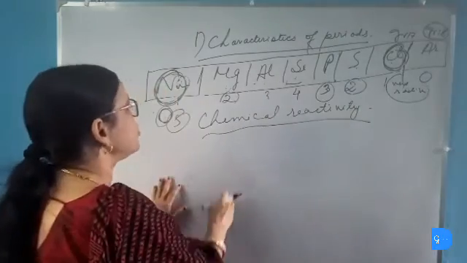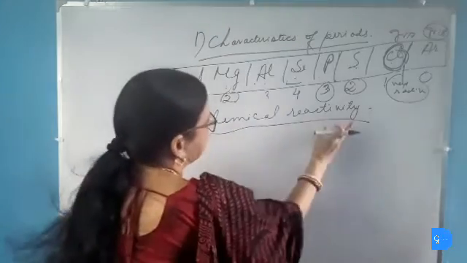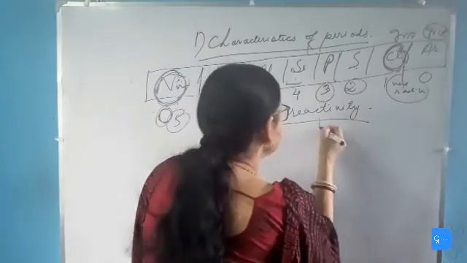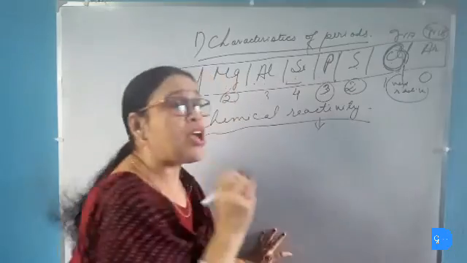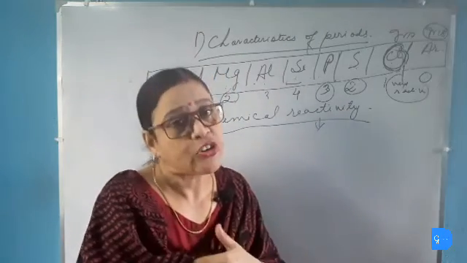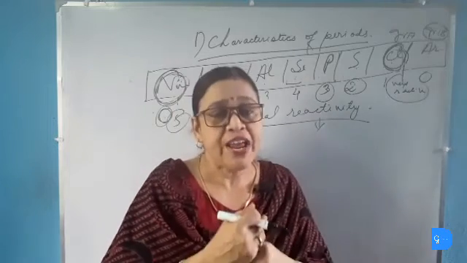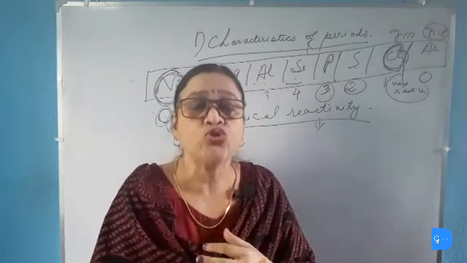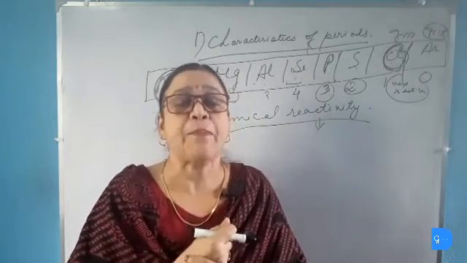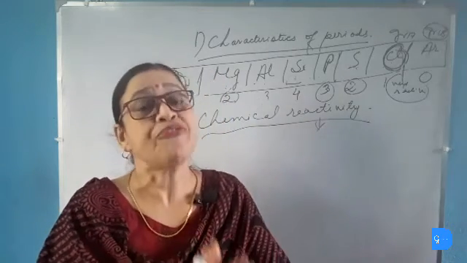Thus we can conclude that the chemical reactivity of the elements in a period first decreases and then again increases, and this chemical reactivity mainly depends on the valence electron, the tendency to lose or gain electron. If it can lose electron very easily, then it will take part in the chemical reaction very actively, whereas if it is difficult for the element to lose or gain electron, then it will take part slowly in the chemical reaction. Thus it totally depends upon the valence electron.